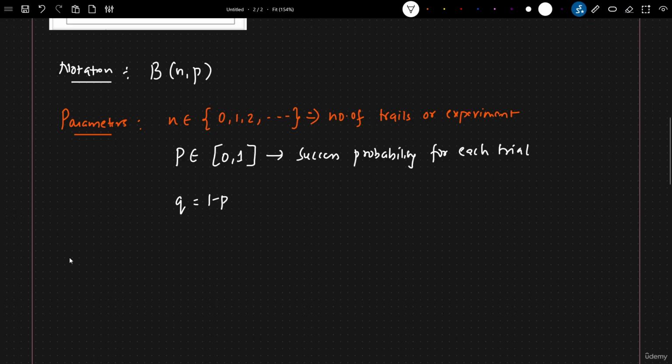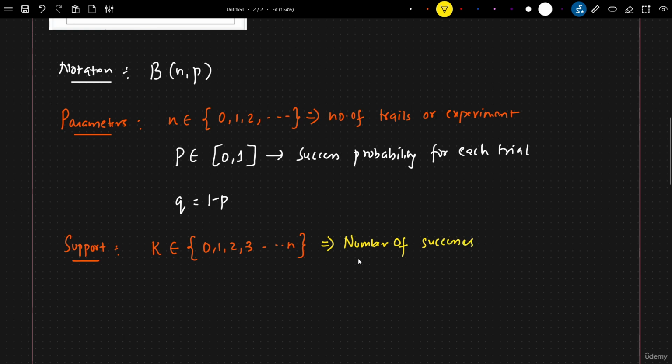1 minus p. Now, additionally, there is one more support parameter that we specifically use, and this support parameter is k. It belongs to 0, 1, 2, 3 up till n. And what does this basically mean? It shows the number of successes. If I'm tossing coins, let's say I say tail is a success, how many times may I get tail? For n tosses, at most I can get n successes, right? So the number of successes is denoted by k.